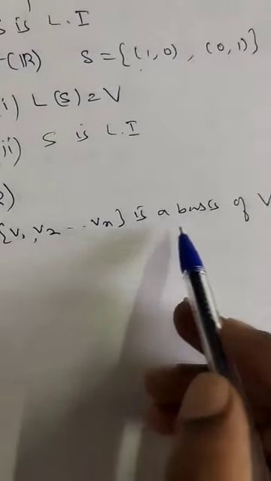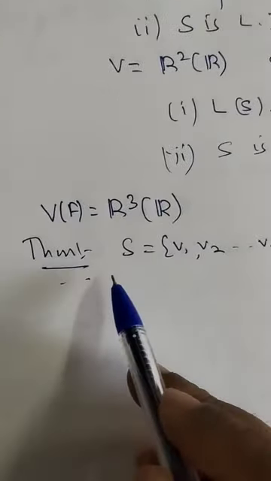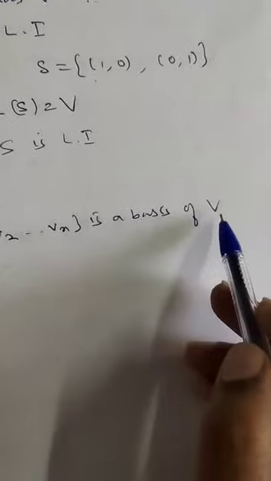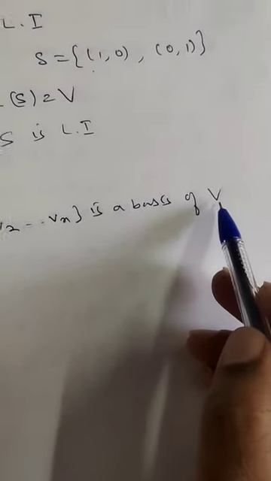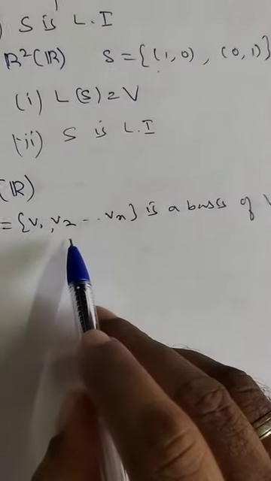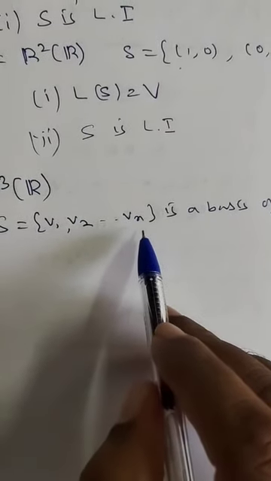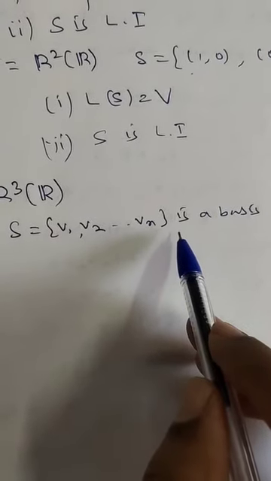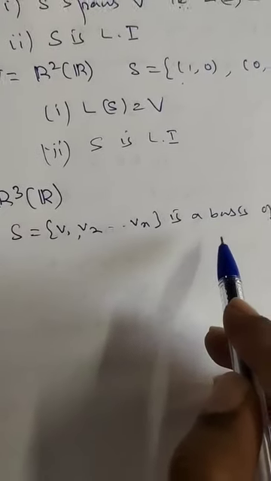If S forms a basis of V, then every element of V can be uniquely expressed as a linear combination of elements of S. We know that if S forms a basis, then every element is a linear combination of V1, V2, etc. Vn, because S spans V. So now that linear combination is unique, we need to prove.